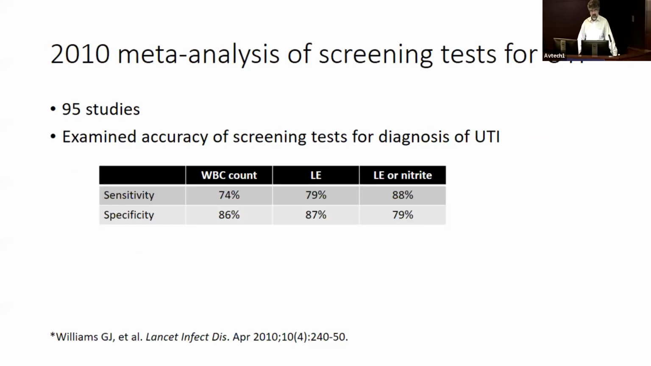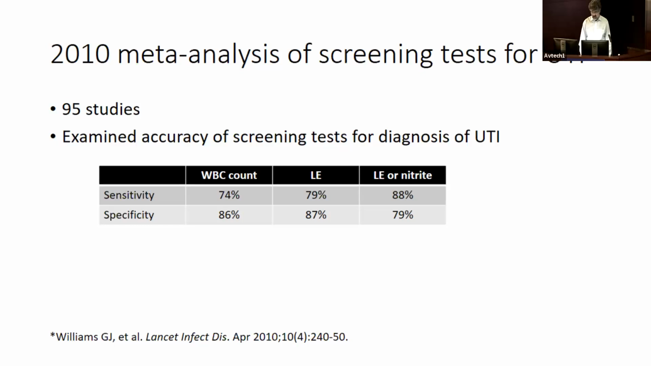And just to give you a little bit of history, in 2010, a large meta-analysis was published for screening tests for UTI. In this study, 95 studies were included, which is probably one of the larger meta-analyses in pediatrics. These 95 studies examined the accuracy of screening tests for the diagnosis of UTI. And they concluded that the screening tests we have, the white cell count, the leukocyte esterase, and the combination of leukocyte esterase or nitrites are okay. They're mediocre in sensitivity and specificity. They're not great, because the numbers, as you can see, are not close to 100%.